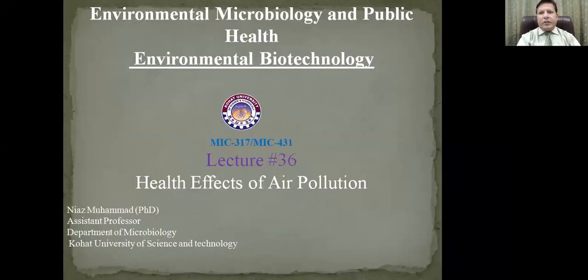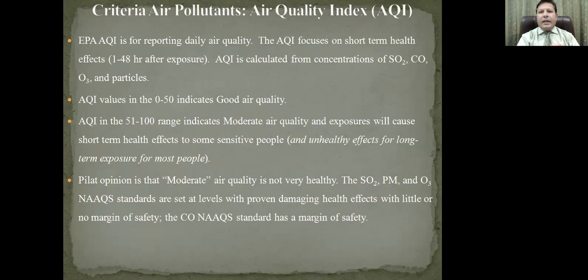You are welcome to lecture number 36 of environmental microbiology and public health: effects of air pollution. So, criteria air pollutants, air quality index. The Environmental Protection Agency air quality index is for reporting daily air quality. We will read this slide. The air quality index focuses on short-term health effects, 1 to 48 hours after exposure. The air quality index is calculated from the concentration of sulfur dioxide, carbon monoxide, ozone and particle concentrations in air.